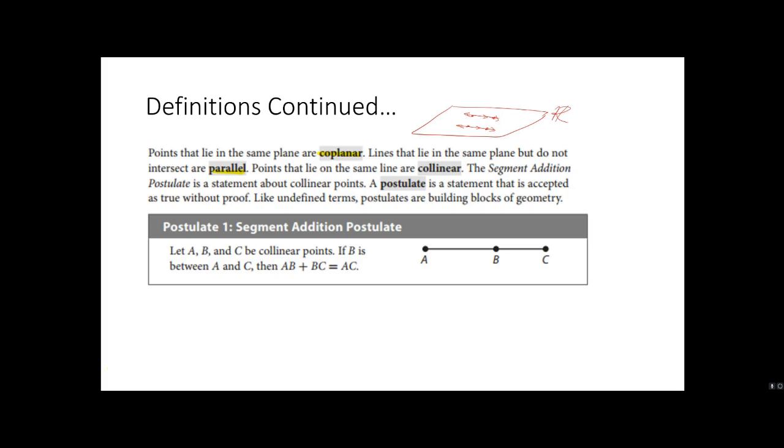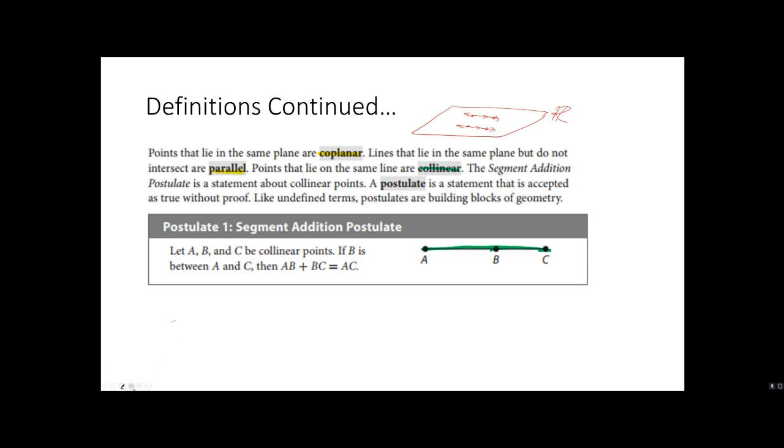Now, points that lie on the same line are collinear. A good example of this would be here. Collinear: if you notice A, B, and C, they all exist on the same line. They are collinear.